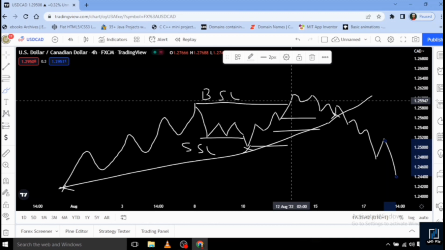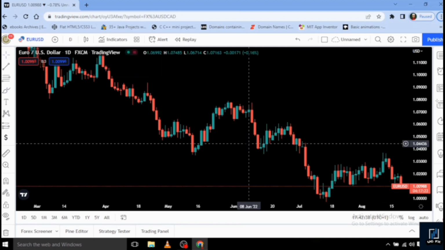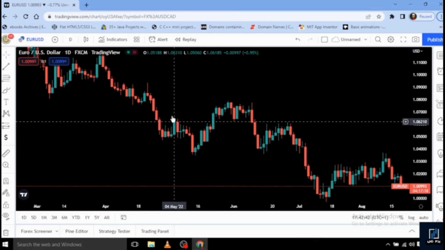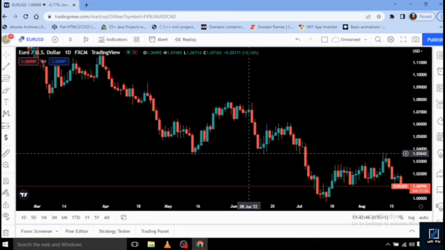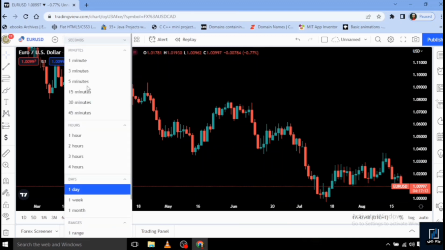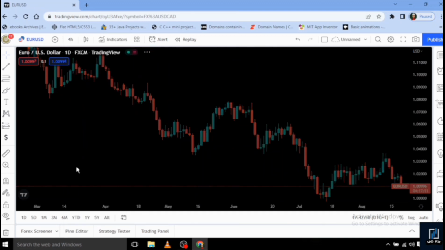So let's go on to the real chart to get more of this. So here we are on the real chart. This is EUR/USD. This is the daily chart, and we have been in a downtrend. So let's go to the H4 time frame to spot some price action.